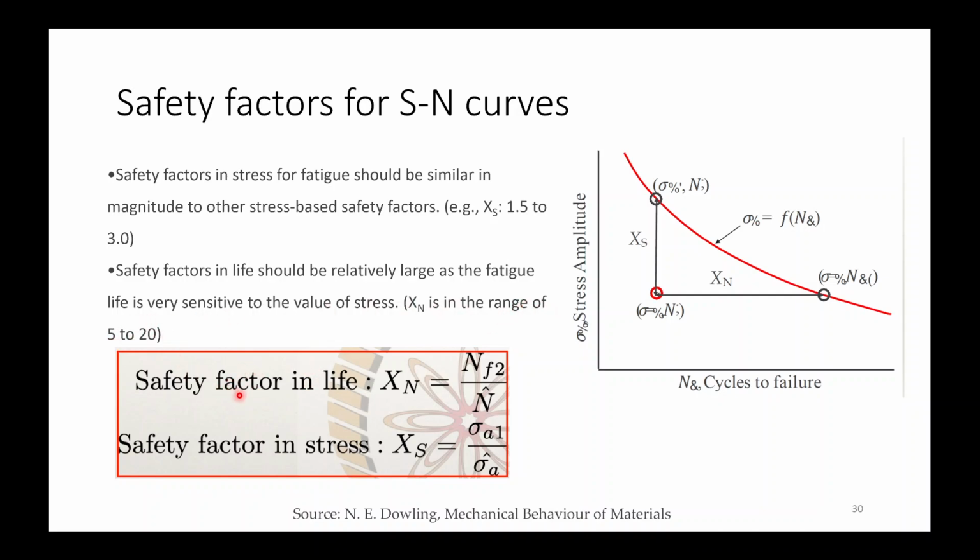So safety factor in life, you have to just multiply the number of cycles that you are considering divided by the cycles that are predicted using this SN curve. And in case of stress also, you have to consider the stress that you are using divided by what is suggested by the SN curve.